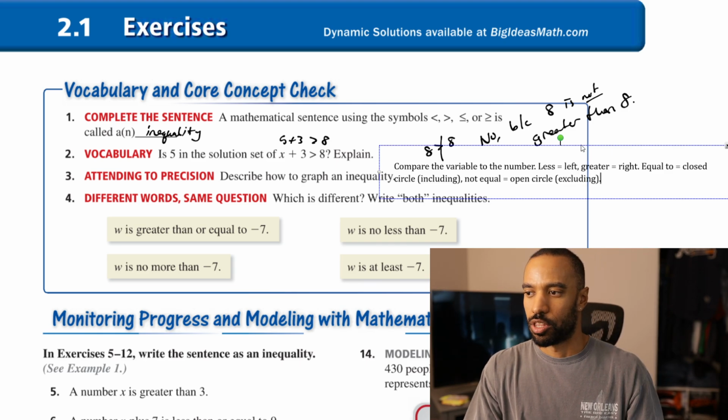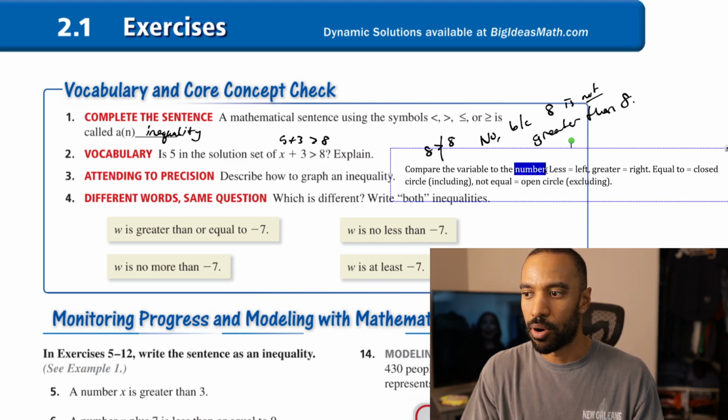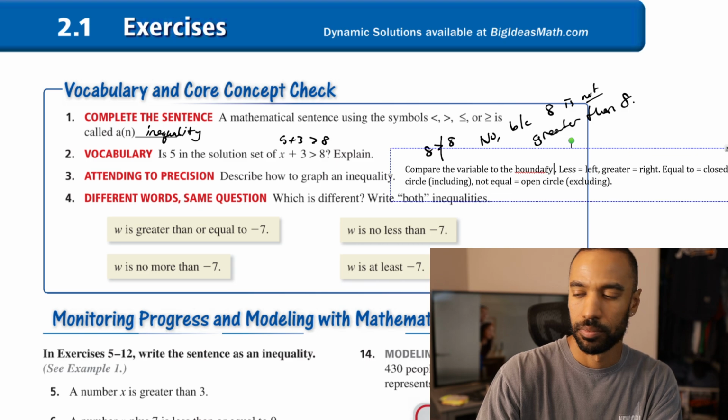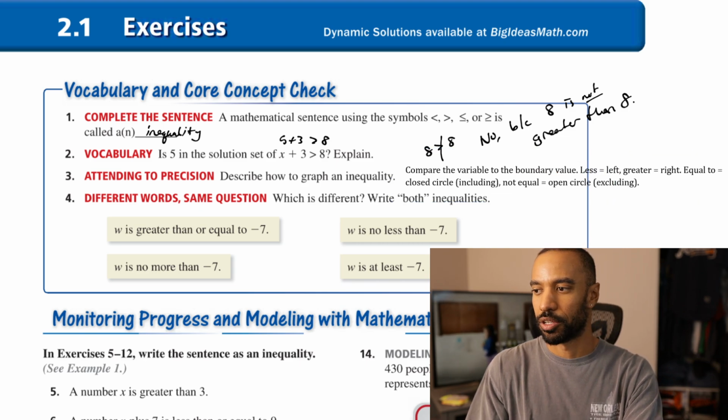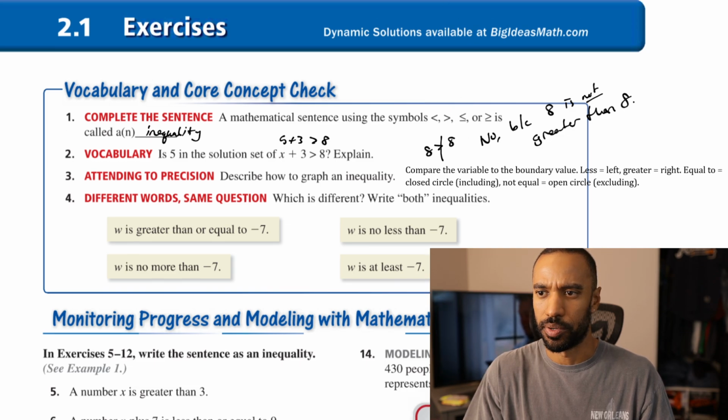You graph in the direction of the boundary value. I know that that's not a lot that I was saying there. The number is the number, I'm going to say the boundary value. Okay. Hopefully that makes sense, and it'll make sense, obviously, when we do the graphs.